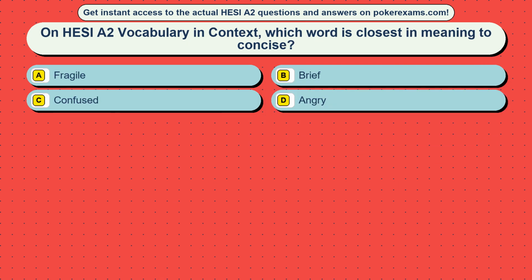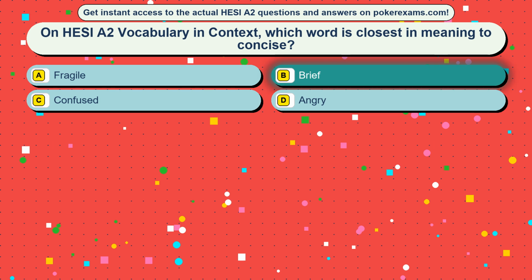Question 24. On HESI A2 vocabulary in context, which word is closest in meaning to concise? Option A fragile, option B brief, option C confused, option D angry. The correct answer is option B, brief.